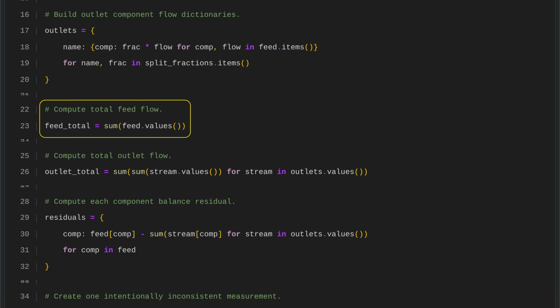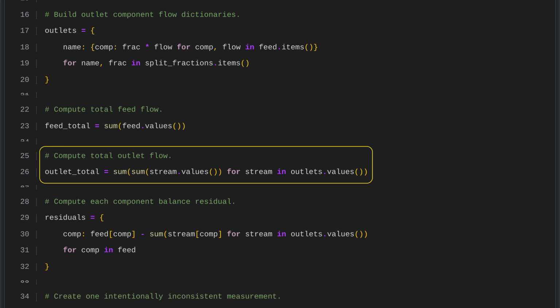To find the total feed flow, add the flow rates of all components in the feed. This combined value is used to compare the feed with the outlet streams and check that the mass balance is satisfied. To find the total outlet flow, add the component flows within each outlet stream, then add those stream totals together. This gives the complete amount of material leaving the system through all outlet paths.